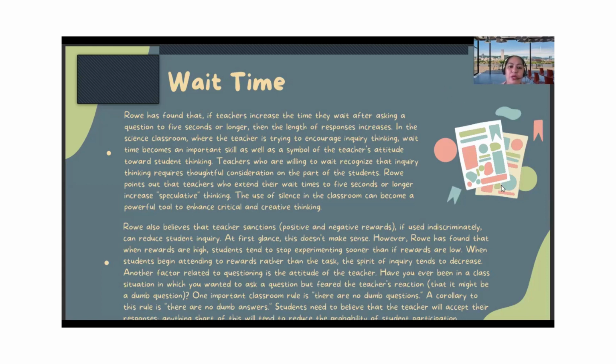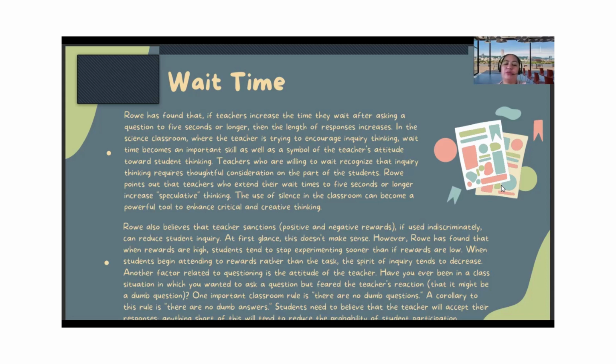Also, Rowe believes that teacher sanctions, positive and negative rewards, if used indiscriminately, can reduce student inquiry. So at first glance, this doesn't actually make sense. However, Rowe has found out that when rewards are high, students tend to stop experimenting sooner than if rewards are low. When students begin attending to rewards rather than the task, then the spirit of inquiry tends to decrease.